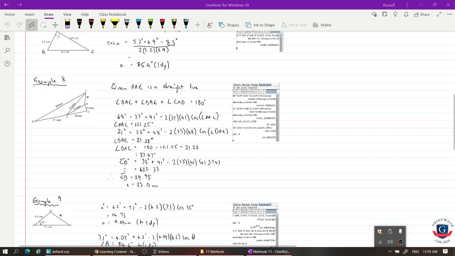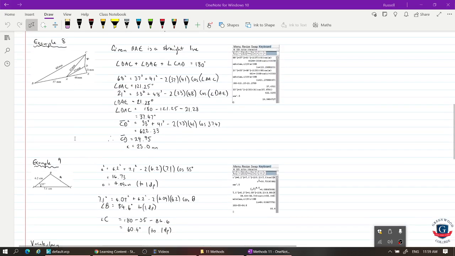Now if we want CD squared, that's going to be this side squared plus this side squared, take 2 times those times cos 37.47. Then that gives us an answer of 622, which is here. Take the square root of that to get side CD, which gives us 25.0 millimeters. Remembering that having precision much more than 1 decimal place is inappropriate, given that we've only been given whole numbers for all the measurements.